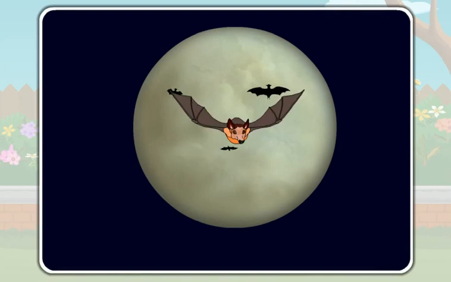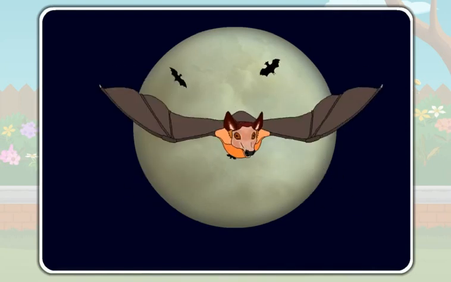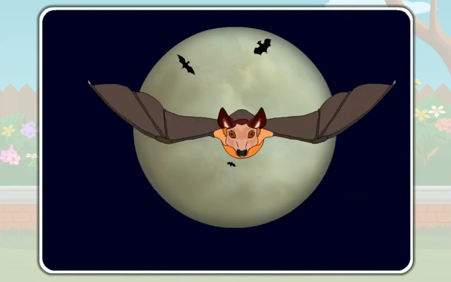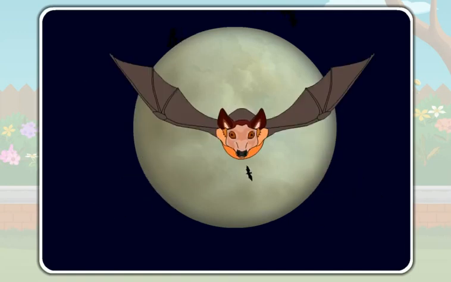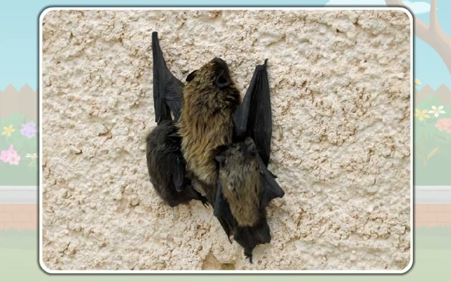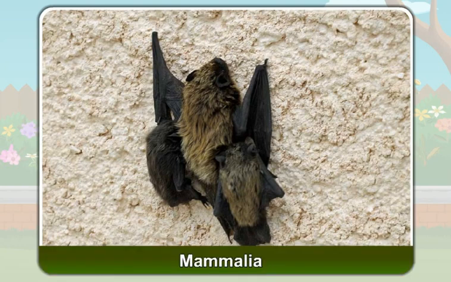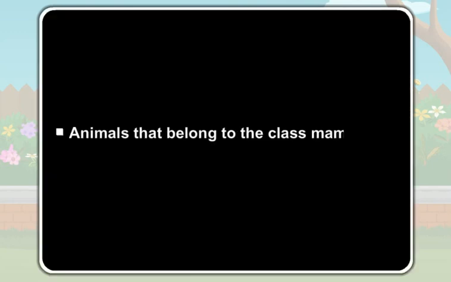A bat flies in the sky like a bird, but it is not a bird. So, it does not belong to the class Aves. A bat gives direct birth to its baby and suckles it. So, a bat also belongs to the class Mammalia. Animals that belong to the class Mammalia are known as mammals.